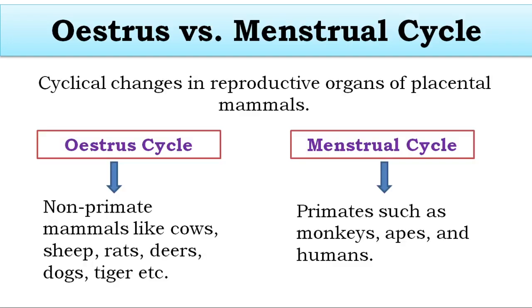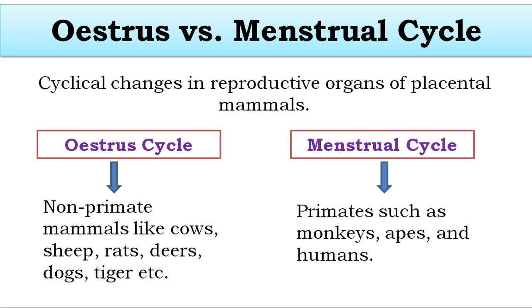And one very important concept in this particular chapter is the estrus and menstrual cycle. These are the two important terms. Estrus and menstrual cycles are cyclical changes that are observed in the reproductive organs of female placental mammals, mammals which show a placenta. In these mammals there is some kind of cyclical change in the female reproductive organs.